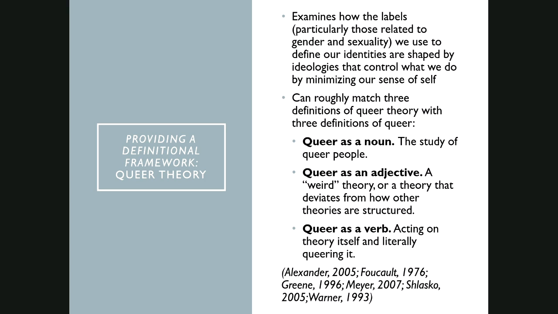And so when we think about queer theory, we can roughly match the three definitions of queer that we went over in the last slide, and that I think y'all provided in the chat as well, with how queer theory thinks about that label. Queer theory thinks about queer as a noun, in other words, the study of queer people, much like music theory is about the study of music. Queer theory also thinks about queer as an adjective. This is basically the idea that we're critiquing what theory should look like, or in the case of pedagogy, we're critiquing what we think pedagogy should look like.